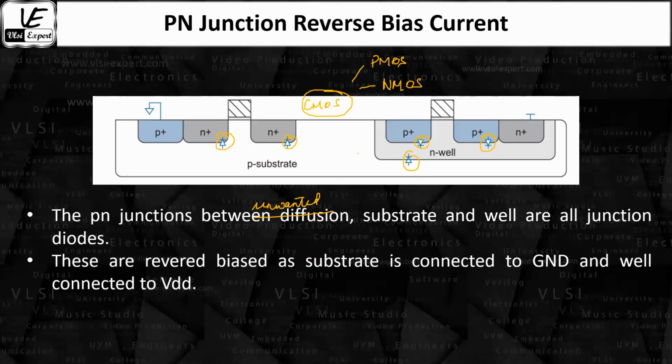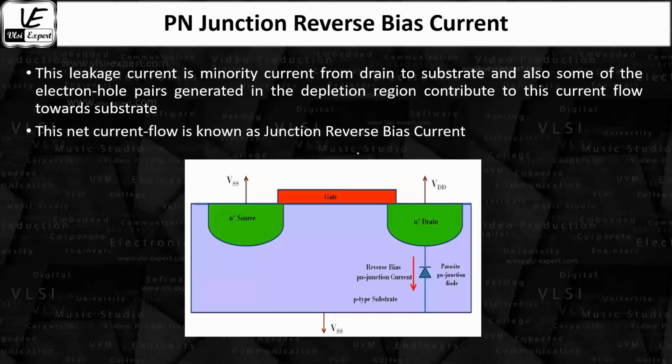Okay, next we can also say this leakage current is due to minority carriers flowing through the device. So it is also called a minority current, and electron-hole pairs are also generated in this type of connection, which ultimately increases the depletion region in the reverse bias region. The net current flowing because of all these parameters is called the junction reverse bias current.